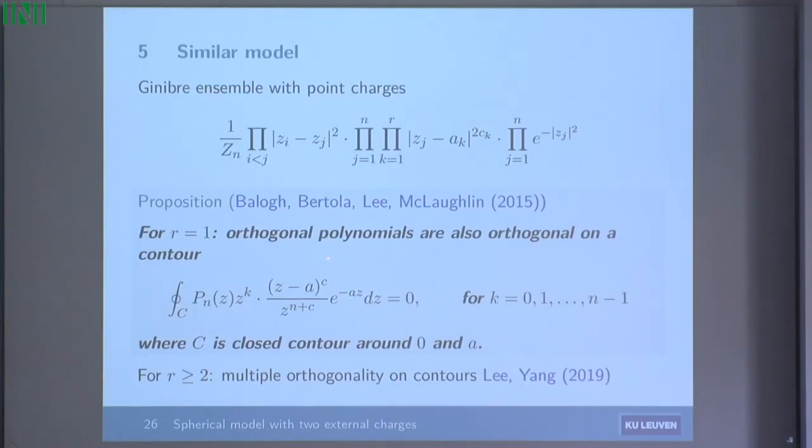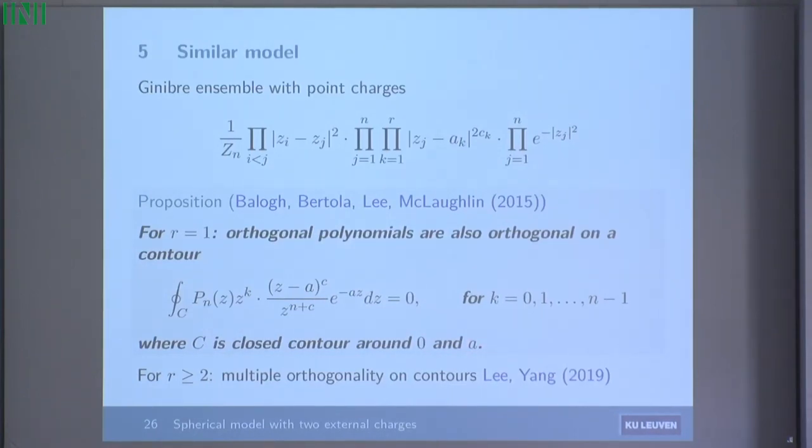Then there's a result of Balogh, Bertola, and McLaughlin that says that if r is 1, if you have one such factor here, then you have orthogonal polynomials with two-dimensional orthogonality, but they're also orthogonal on a contour. They also satisfy an orthogonality relation like this. There's a contour you see going around 0 and around a.